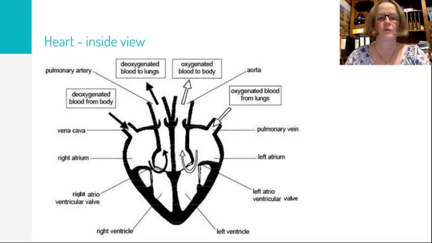This is the inside view of a heart. You can see that it is made of 4 chambers, one here and one here. So that's 2 at the top. They're called the atria, and one here and one here. That's 2 at the bottom, and the 2 at the bottom are called ventricles.